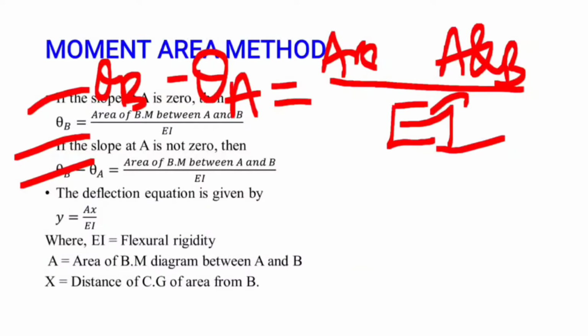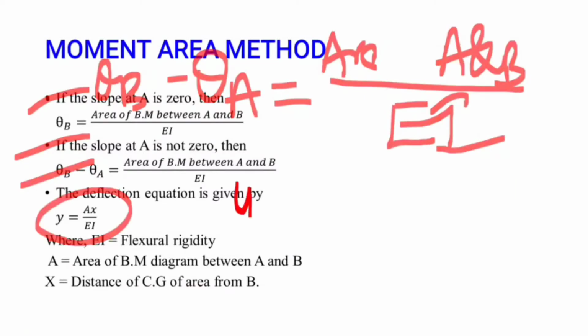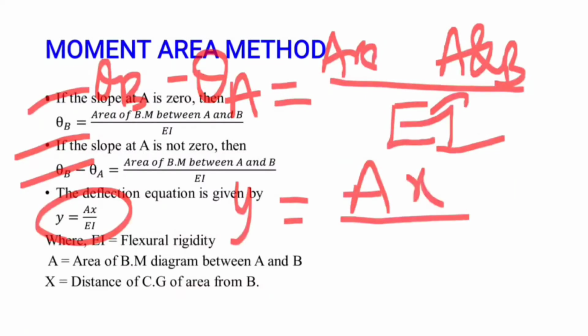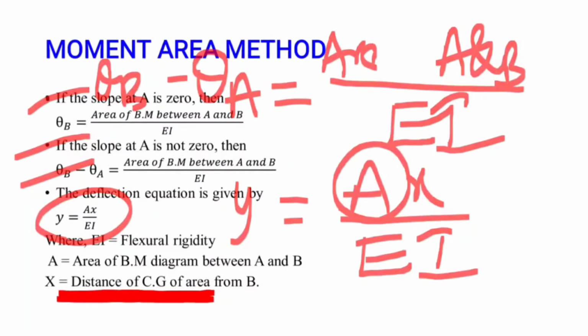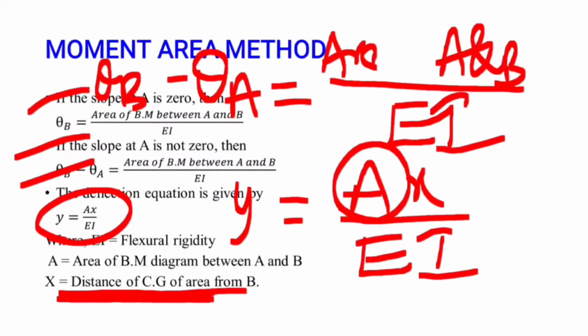So for the moment area method, how do we calculate the deflection? There is a formula: y is equal to A x bar by EI. A is the area of the bending moment diagram between A and B. x bar is the distance of the center of gravity of the area from B. EI is the flexural rigidity.